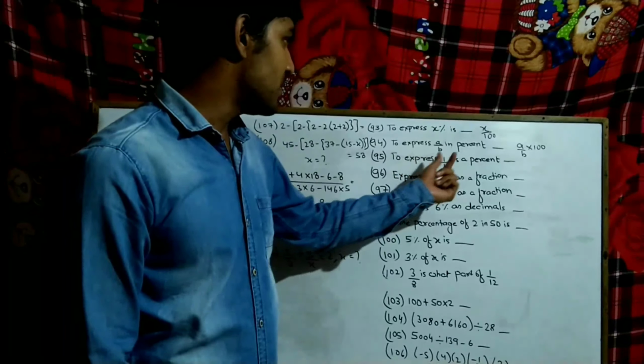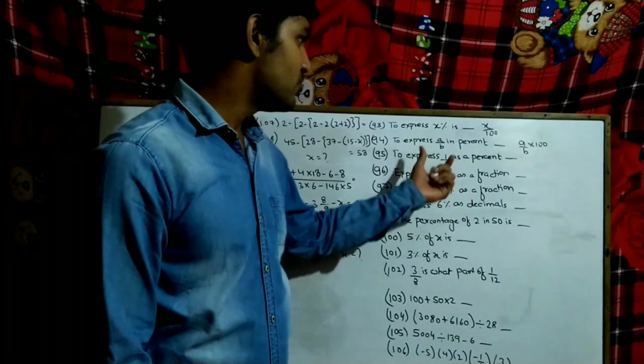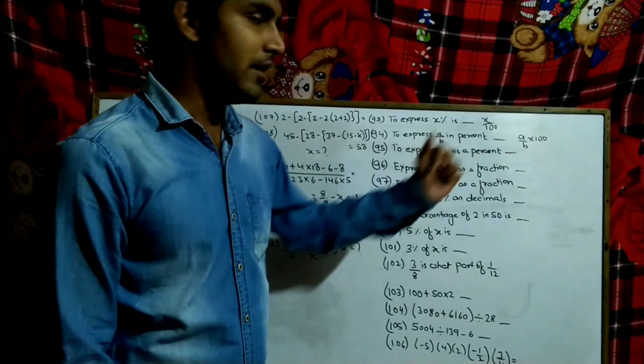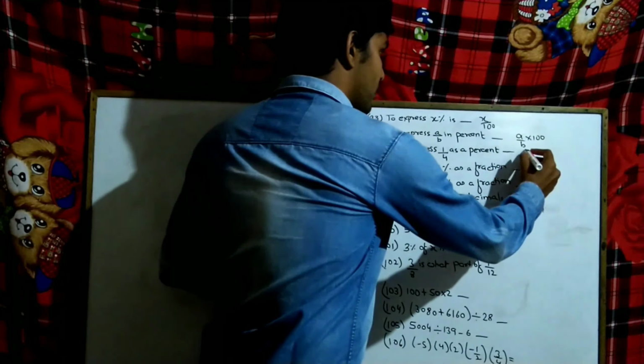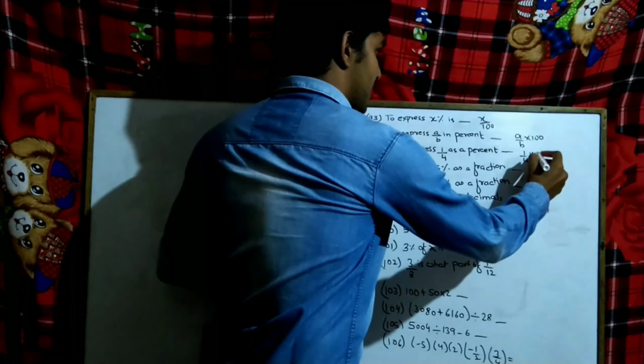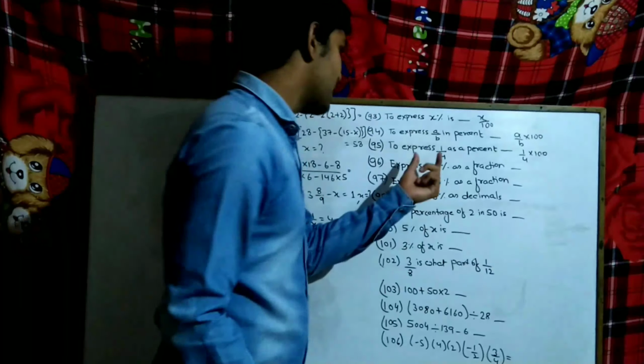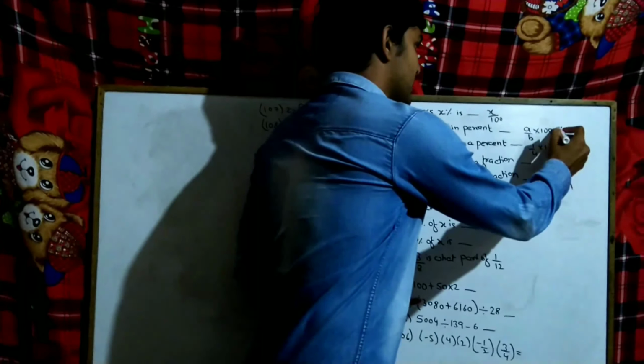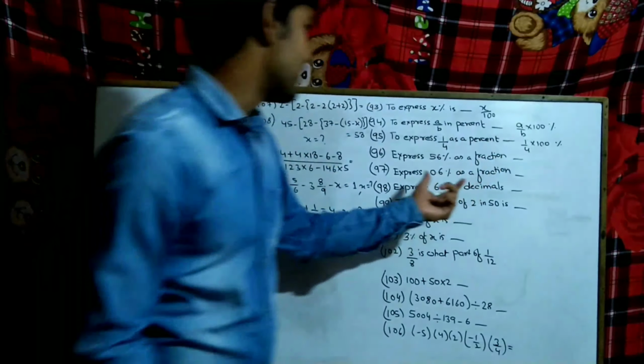Now, how to express 1 by 4 as a percent? You just have to multiply with 100 only. So 1 by 4 into 100, and you get the percentage.